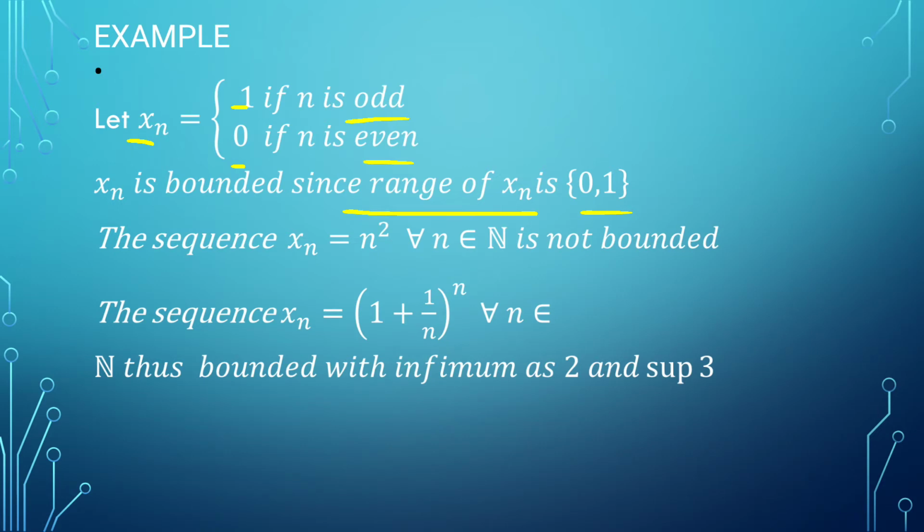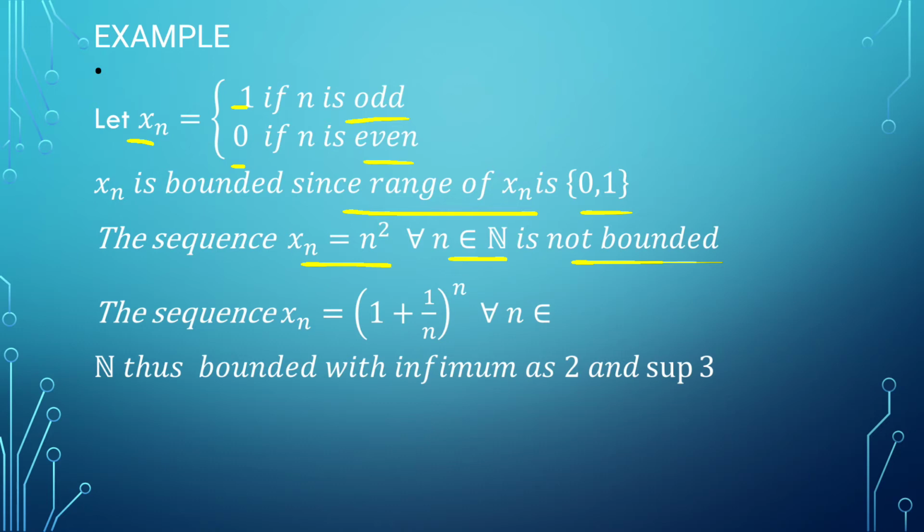So the sequence xn equal to n squared, for n in N, you'll find this one is not bounded because we can't get the bound above and the bound below.